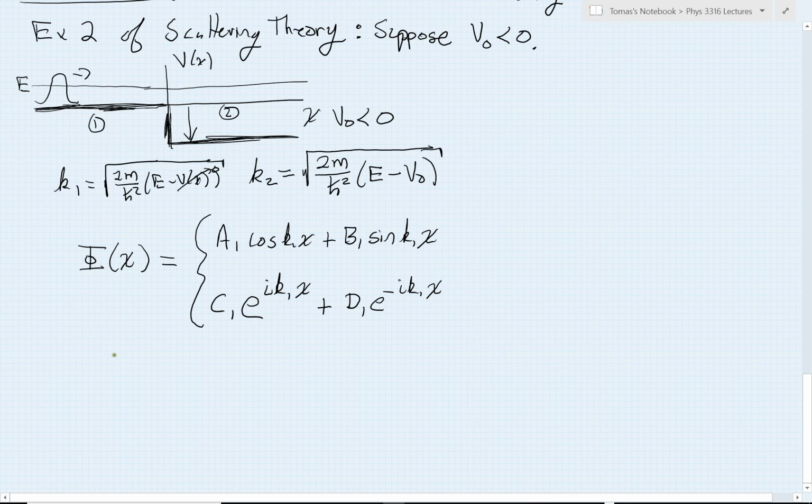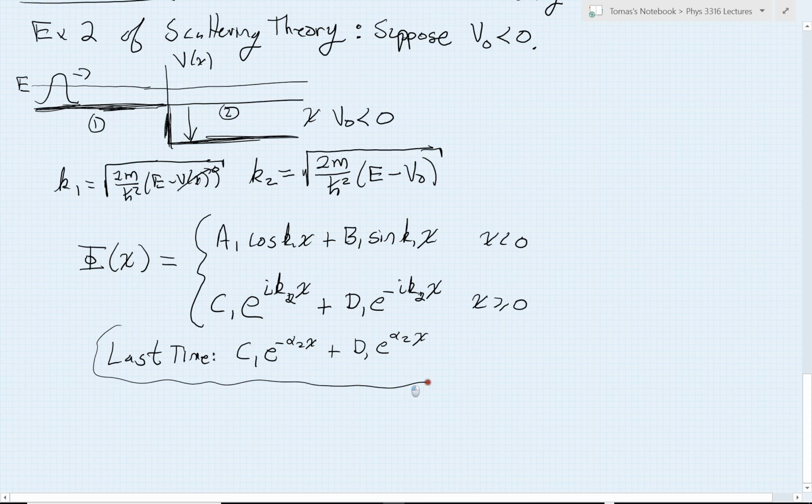Now I want you to recall that last time we had something very similar to this. We had C1 e to the minus, this is K2, I'm sorry, because that's region 2, of course. And this is for x less than 0, and this is for x greater than or equal to 0. Last time we had a C1 e to the minus alpha 2x plus a D1 e to the plus alpha 2x. Just reminding you of that.